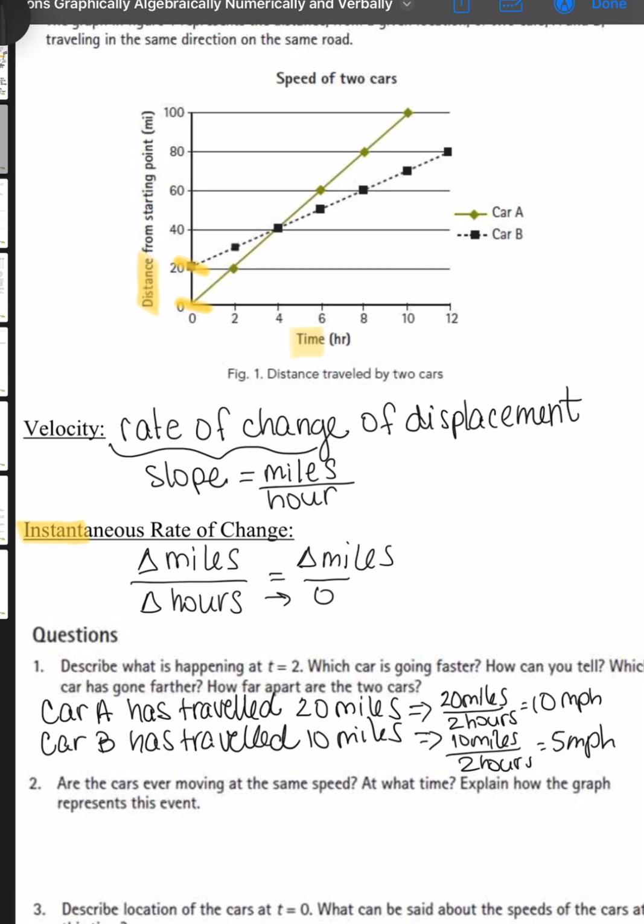So which car has gone farther? Car A has traveled farther, right? Car A has traveled farther. And how far apart are the two cars? Okay, so now we're talking about distance, and not distance traveled, just distance from the starting point.